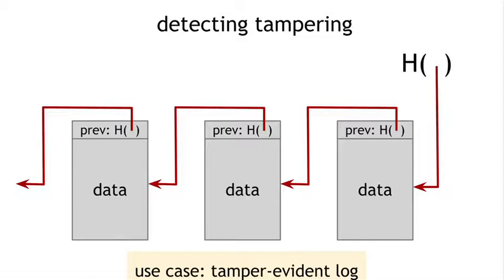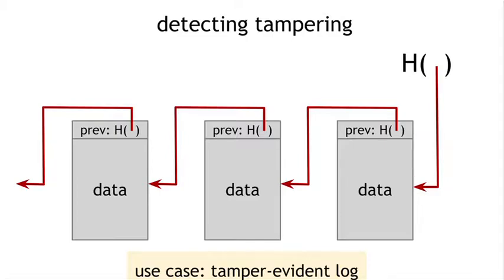Okay. And a use case for a blockchain like this is a tamper-evident log. That is, if we want to build a log data structure that stores a bunch of data so that we can add data onto the end of the log, but if somebody goes later and messes with data that is earlier in the log, we're going to detect it. That's what the tamper evidence means.